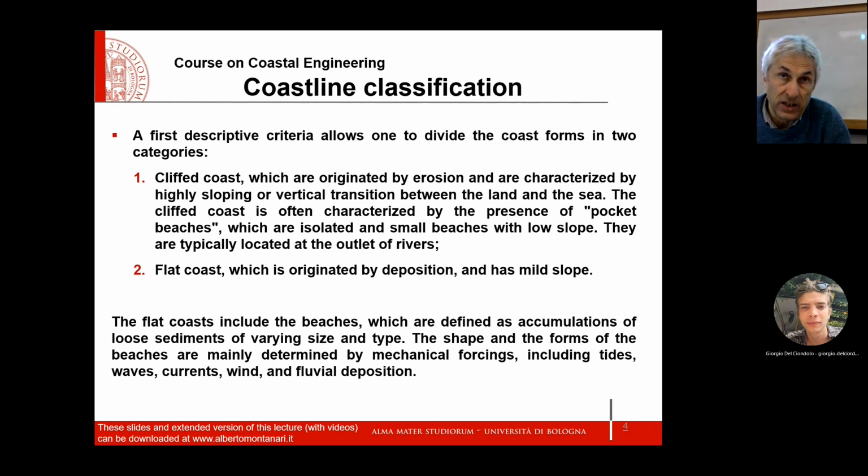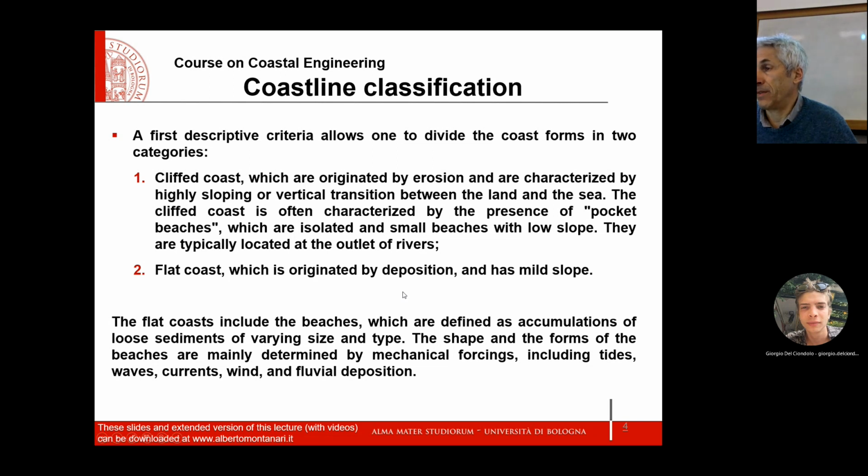The flat coast is, of course, very different with respect to the cliffed coast. It's a completely different environment. Very often, also, the land in correspondence of the flat coast is an alluvial land. So it is characterized by the presence of aquifers. Aquifers of fresh water that interact with the salt water of the sea, and therefore they represent a delicate equilibrium between fresh water and salt water in the underground.